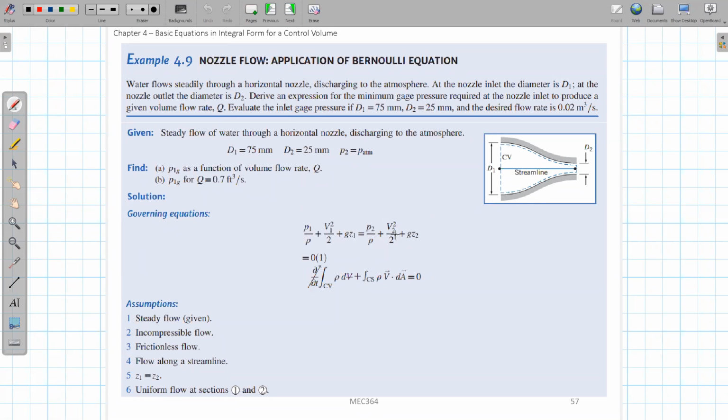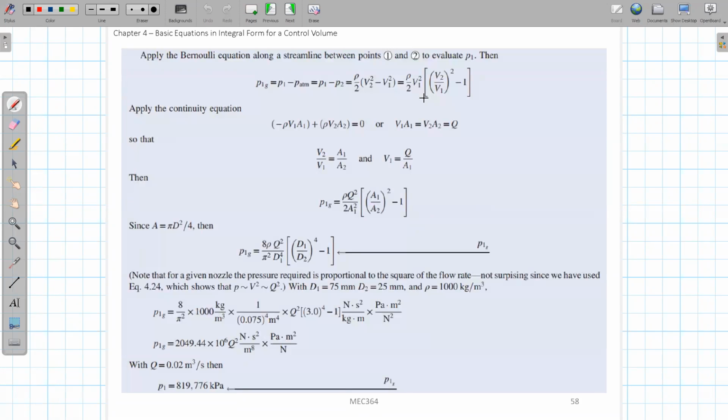So the only thing left is V1 and V2, all right? Basically, your gauge pressure will be given as a function of the density and velocity this way. And also because of the continuity equation, we know that V1 times A1 will equal V2 times A2. All right, and so the ratio here is V2 over V1.